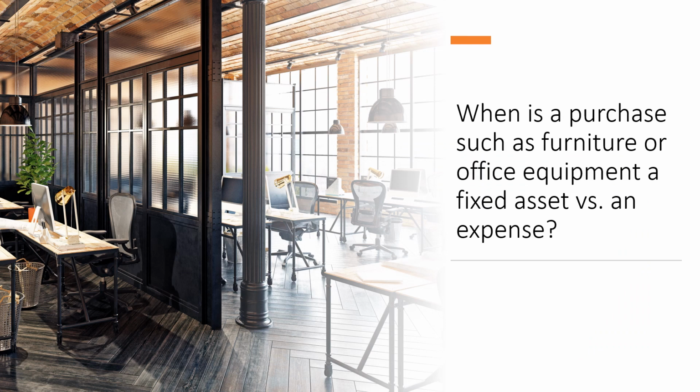When is a purchase such as furniture or office equipment a fixed asset versus an expense? Well, according to the IRS, if it has a useful life of 1 year or more and it is used in business operations, it is an asset. As of 2016, the expense has to exceed $2,500 per invoice or item to be an asset.